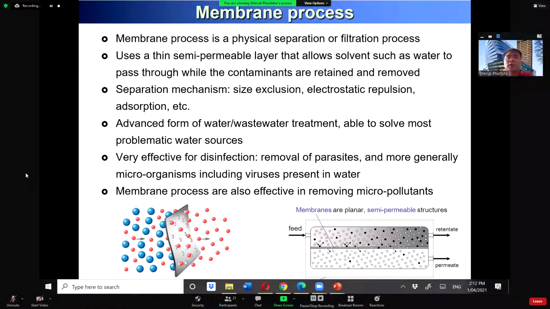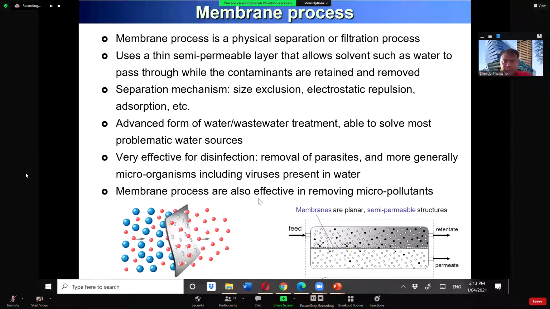Disinfection basically involves removing the microorganisms from the water. The usual way of doing it is to add chemicals like chlorine, which will kill the bacteria. Ozone we also use to kill the bacteria. But membranes can also substitute for those, depending, of course, on the size of the membrane pores.